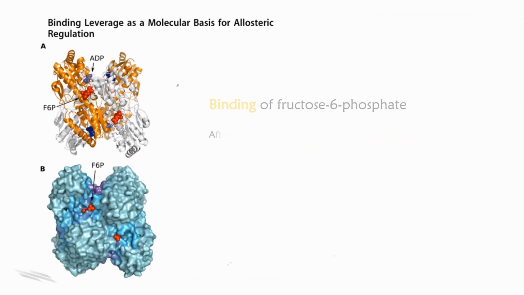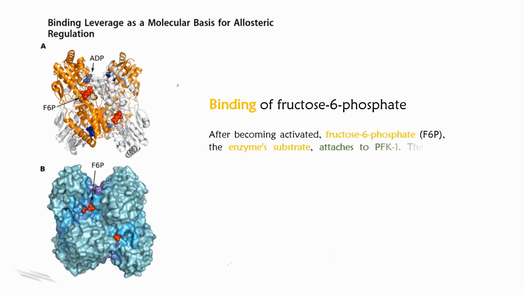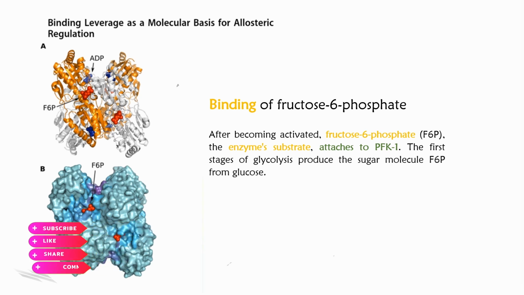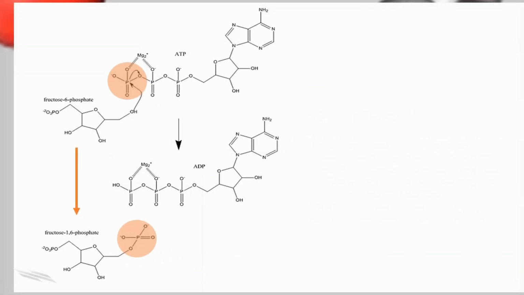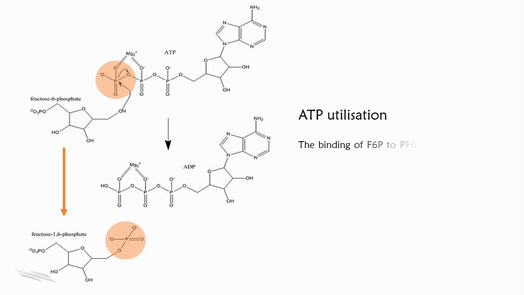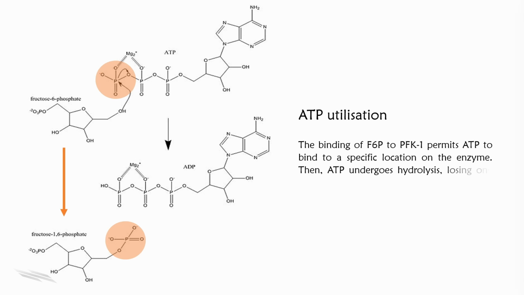Next is binding of fructose 6-phosphate. After becoming activated, fructose 6-phosphate, the enzyme substrate, attaches to PFK1. The first stages of glycolysis produce the sugar molecule F6P from glucose. ATP utilization. The binding of F6P to PFK1 permits ATP to bind to a specific location on the enzyme.